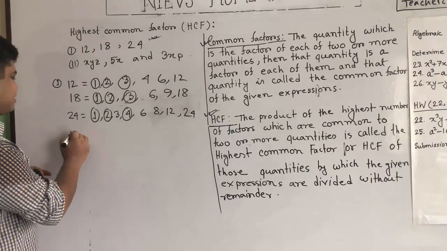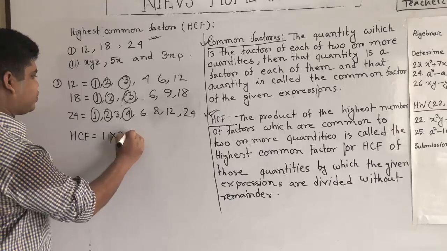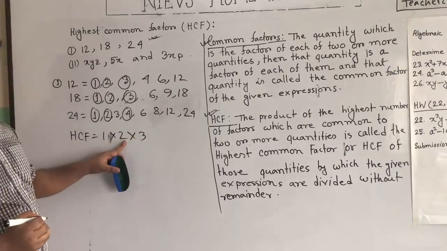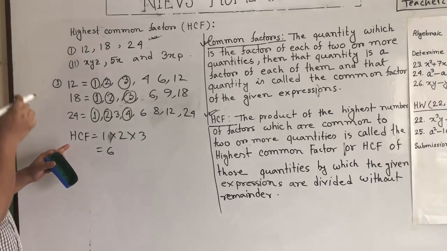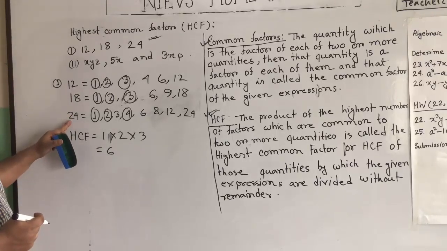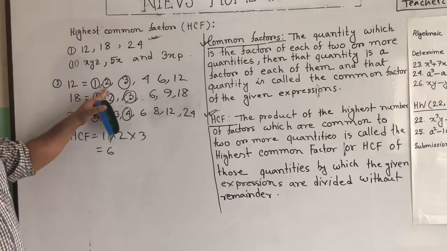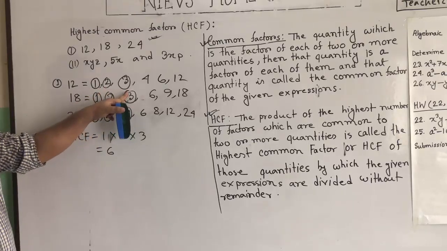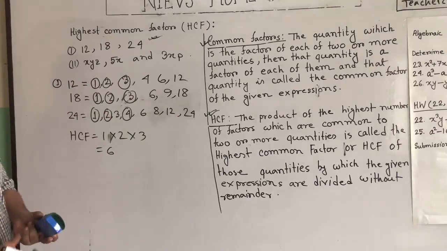So HCF is 1 multiply 2 multiply 3. 1 times 2 is 2, 2 times 3 is 6. So the HCF of 12, 18 and 24 is 6, and the common factors are 1, 2 and 3. I hope you have understood what the common factors are and how we can find out the HCF.